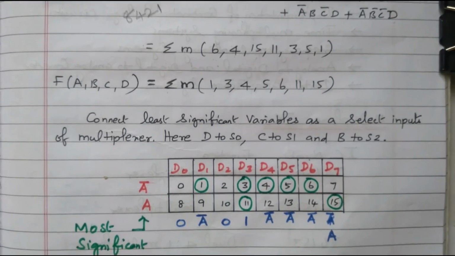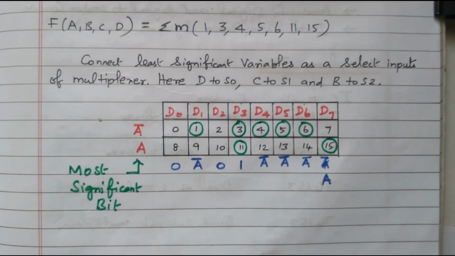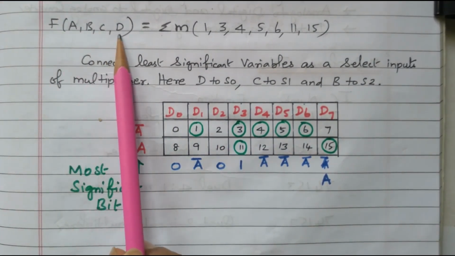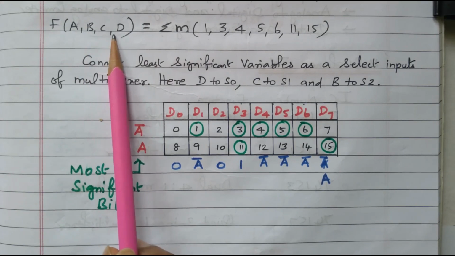Now we need to decide what the selection lines are and what the implementation table is. So there are 4 inputs available, a b c d. Of these, the least significant bits, that is D, C and B, are assigned as selection lines.